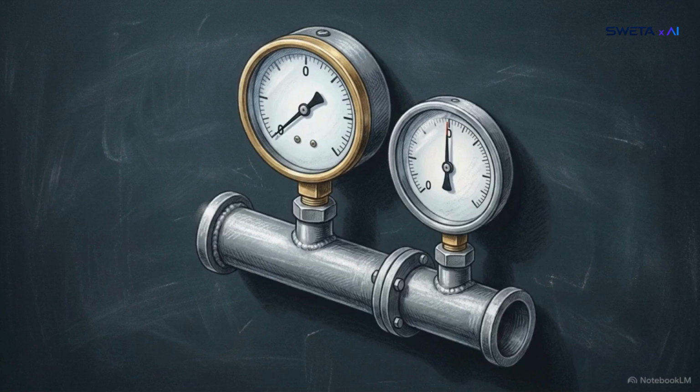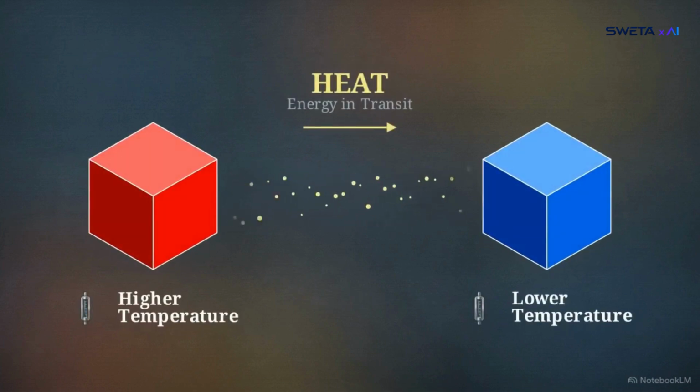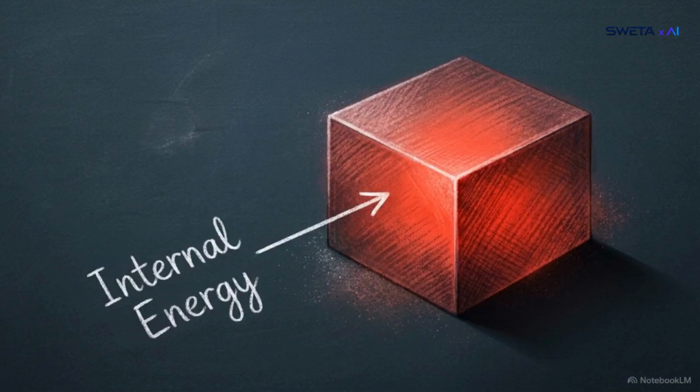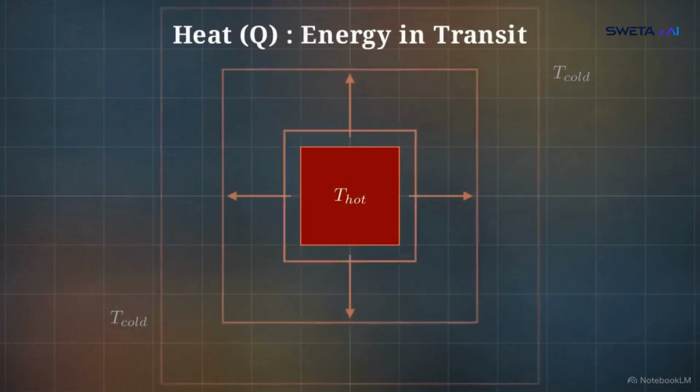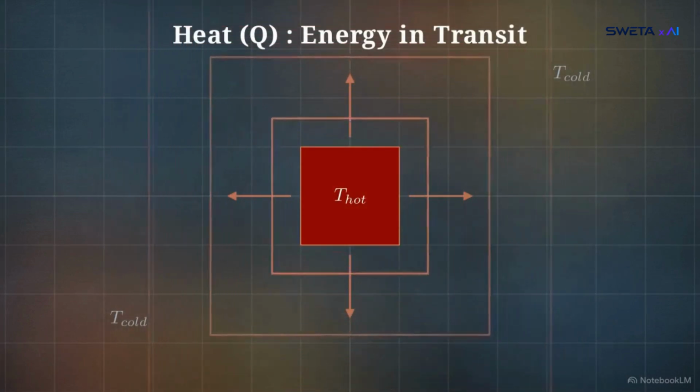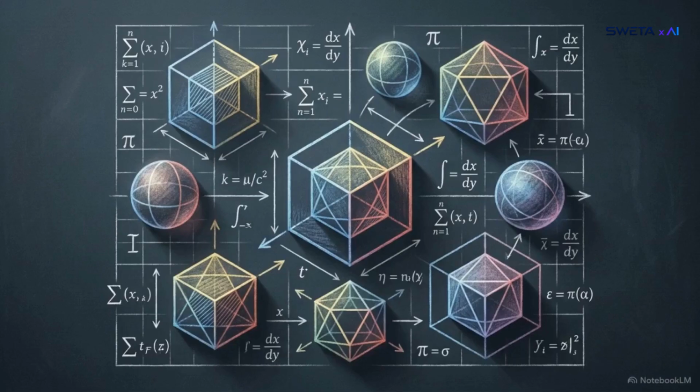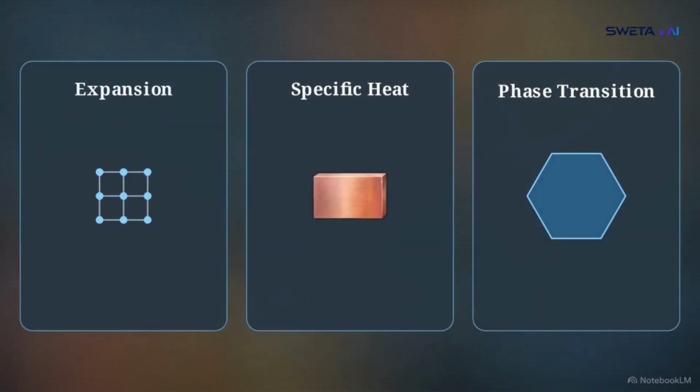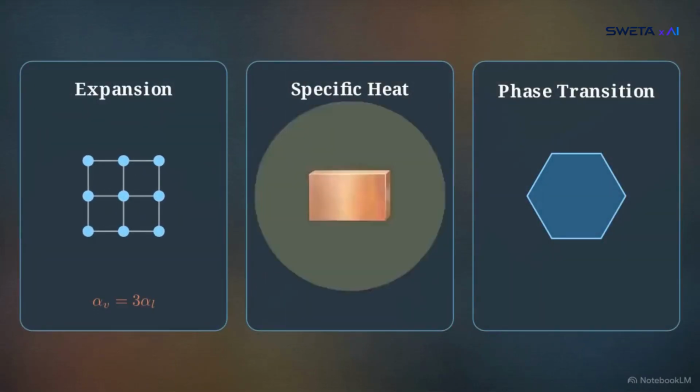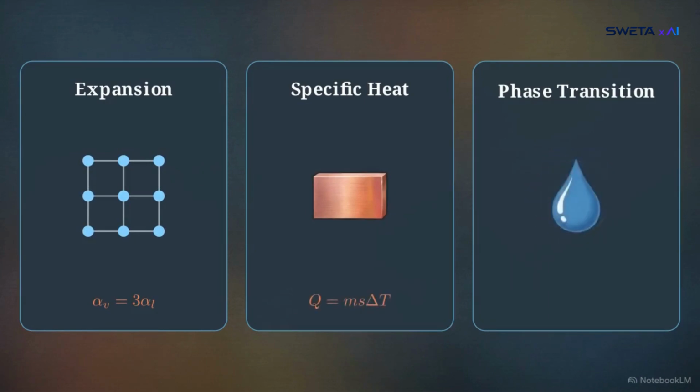But temperature is merely a measurement of state. When energy moves from a higher temperature body to a lower temperature body, we define that energy in transit as heat. It is a common misconception that objects store heat. In reality, they store internal energy. Heat is only the act of that energy moving across a gradient. In this video, we will track this energy transfer through a unified mathematical model, observing how it forces materials to expand, absorb energy, and eventually change their physical state.